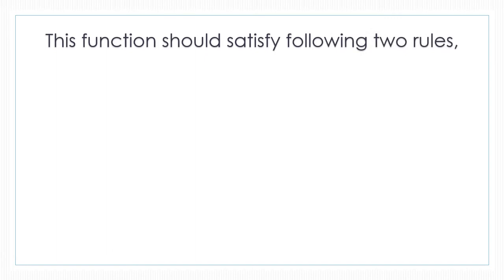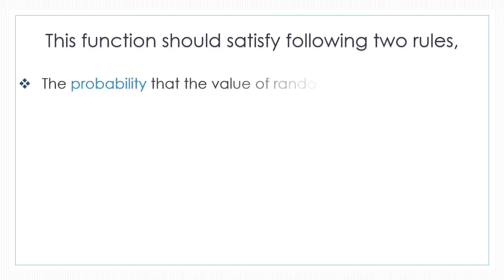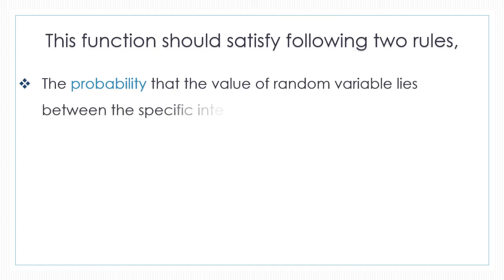Now this function should satisfy two rules. There are two rules which a function should satisfy. Do you remember in the second chapter we said that if it's a discrete probability distribution, then there should be two rules? Yes, we are going to state the exact same rules, but with respect to the continuous distribution. So if it's a continuous distribution, the probability that the value of random variable lies between the specific intervals is non-negative.